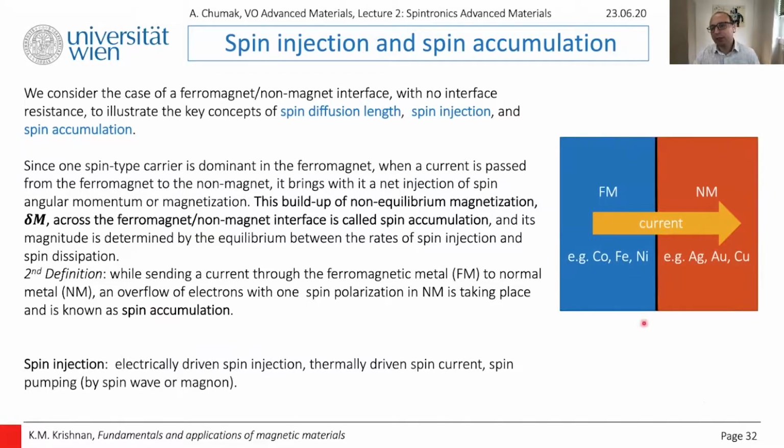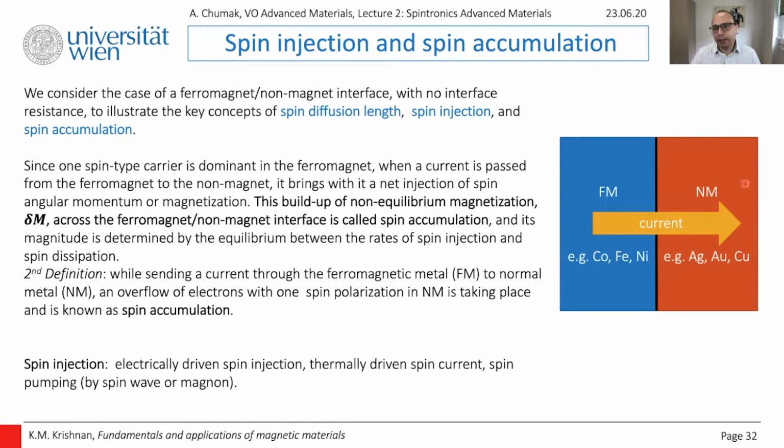As I said in the previous lecture, the interface is of very high importance for spintronics. So you need to make sure that there is no oxide layer here, that you have a really good conducting layer in between. But for today, we just assume that the interface is perfect here. So our task for this lecture is to understand what these terms mean: spin diffusion length, spin injection, and spin accumulation.